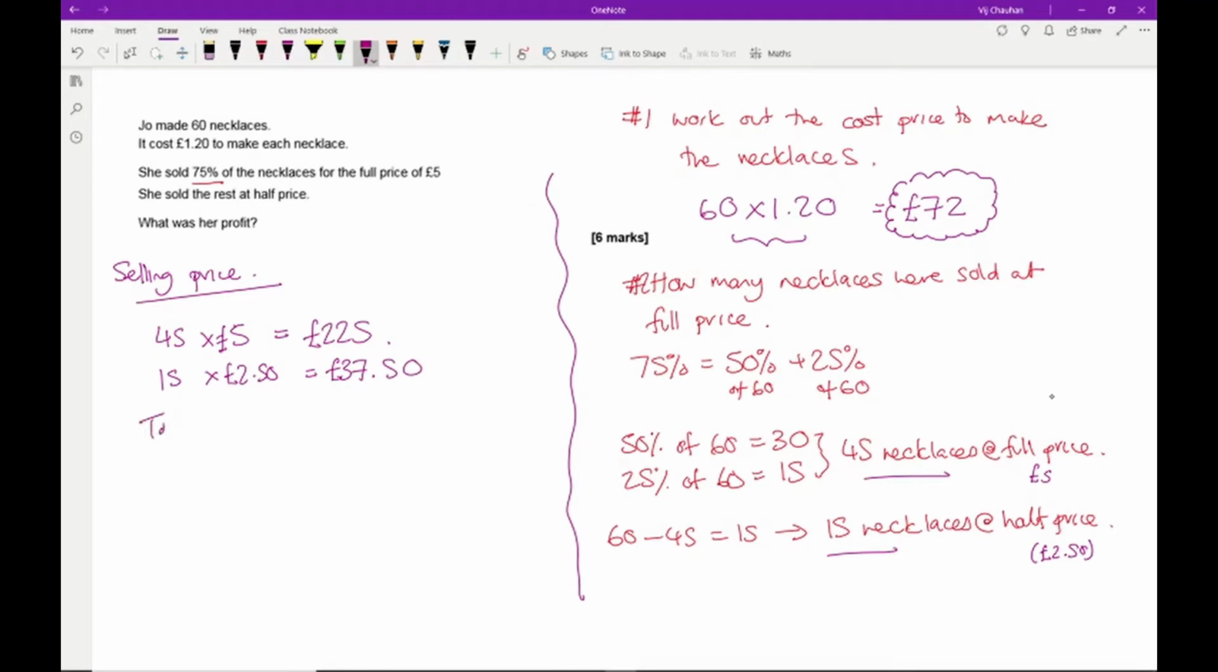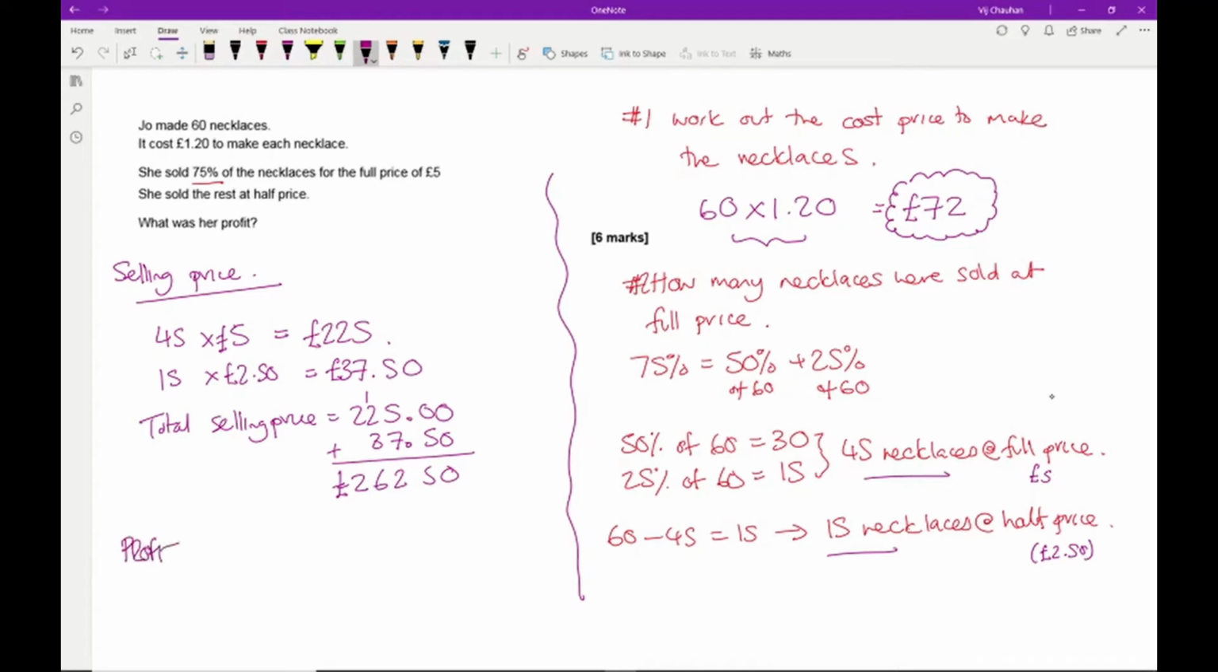So her total selling price is where we add those two numbers up, so it's 225 plus £37.50. Now I personally would say this is going to be on a calculator paper, but it's not a problem, as you can see by working it out. Here we get 262.5, so £262.50. And now what we need to do is work out the profit.